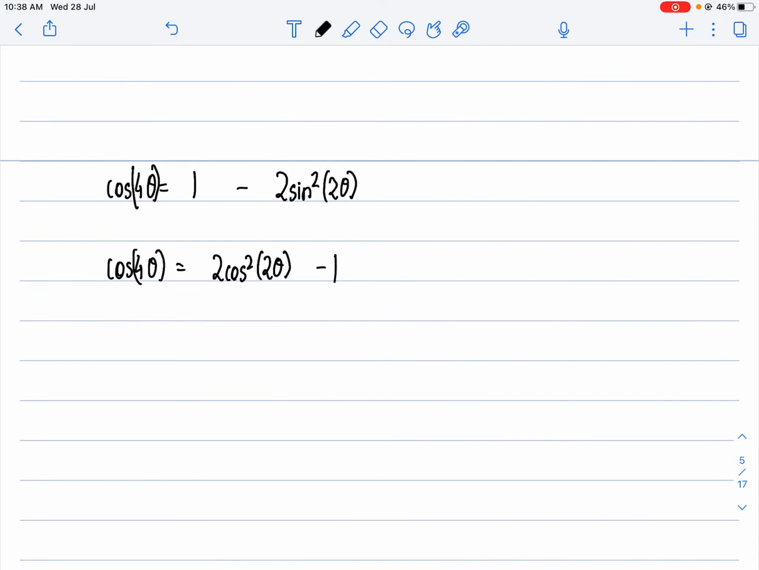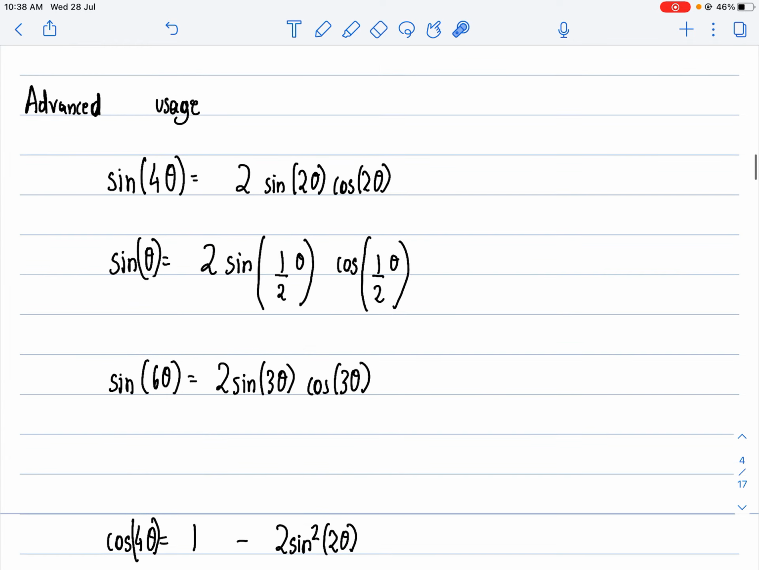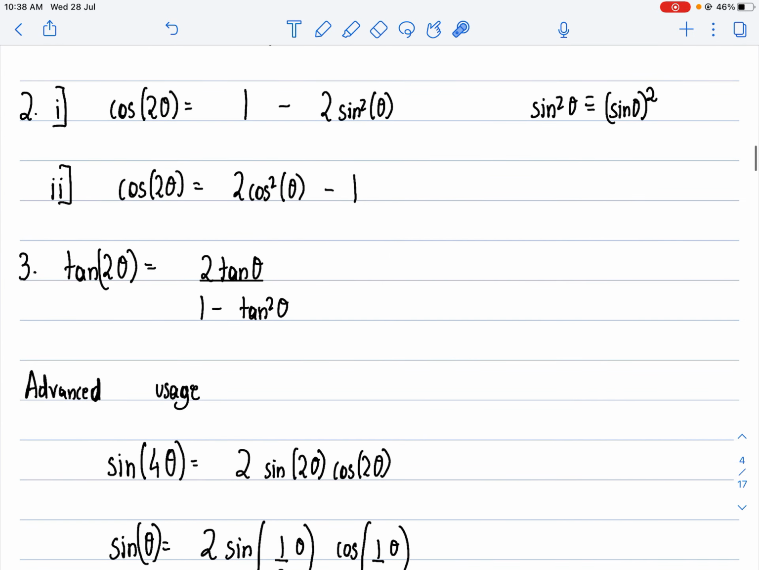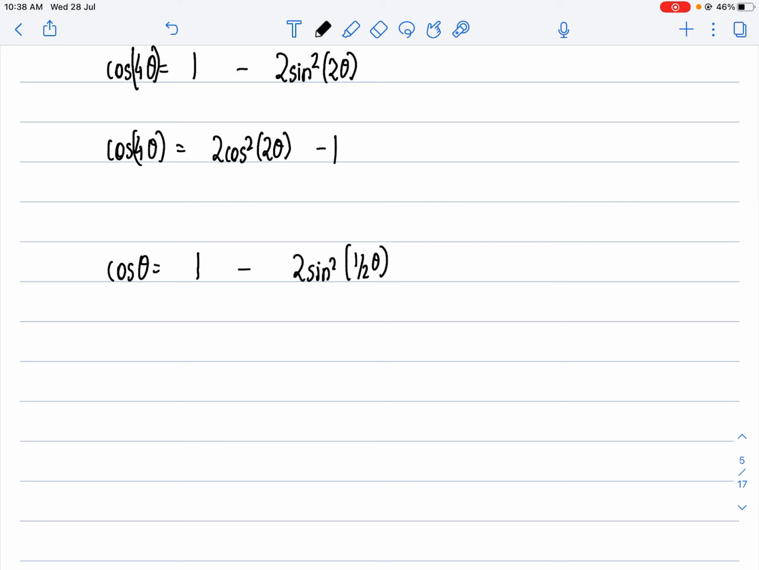Correct? So let's take another example. If I write this as cos theta, I can also write this as 1 minus 2 sine square half theta. Correct? How can I write something like this? Because here I simply have 2 theta, so it becomes half to theta. So even this theta becomes half. Correct? So this is the basic concept you need to know. I'm sure you're getting a hang of this.